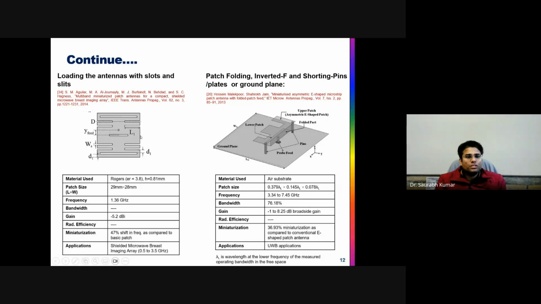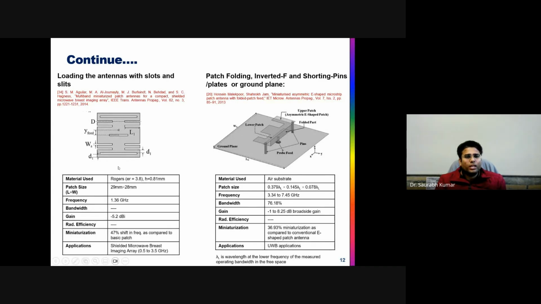The material used is Rogers here. The frequency of this antenna is 1.36 gigahertz, but due to the slotting and slitting, the gain is reduced because of the concentration of the energy or the radiation that is stored within these slots, due to which the gain is reduced to minus 5.2 dBi. However, a 47% shift in the resonance is achieved. So one can ask what is the meaning of negative gain, and how it will find some application.